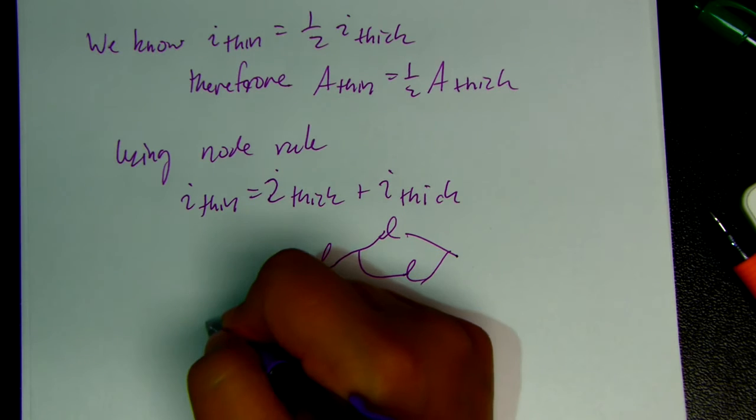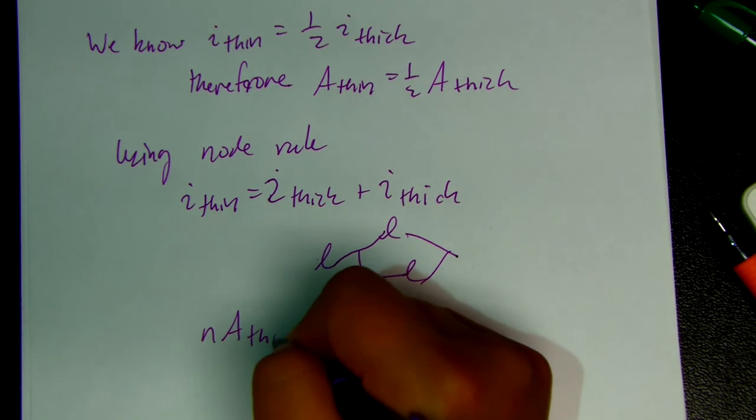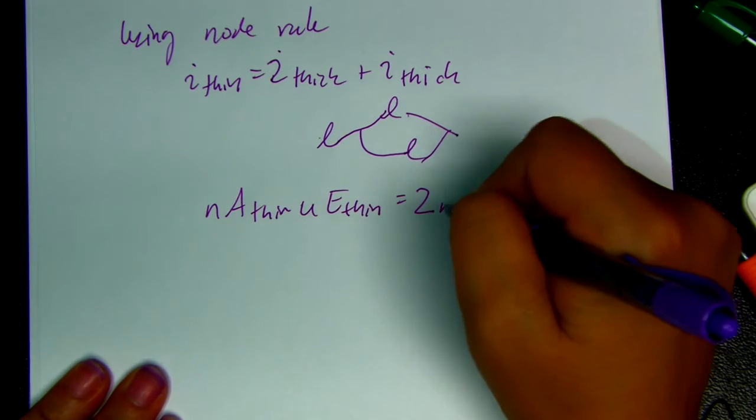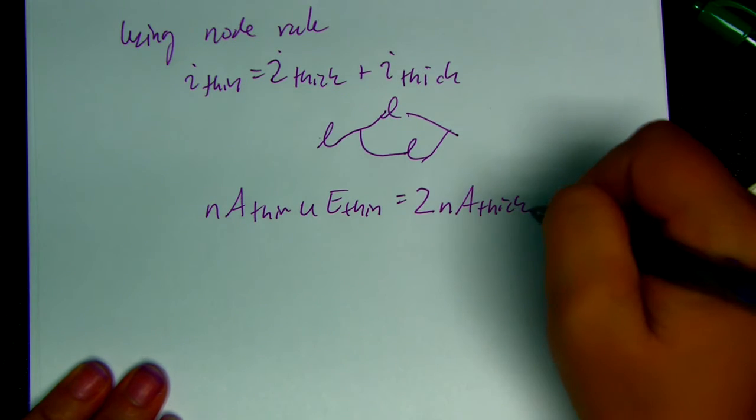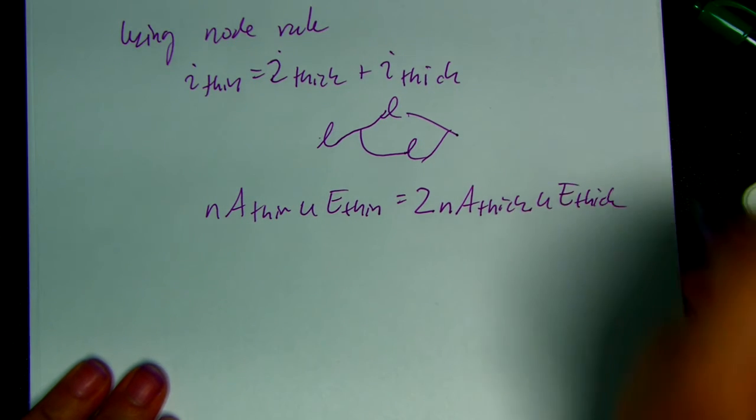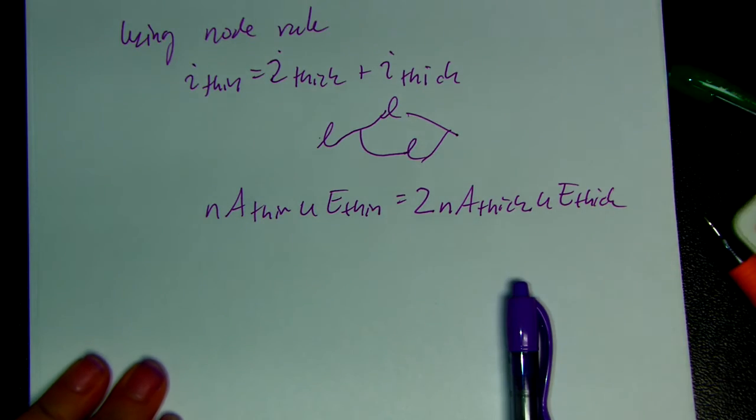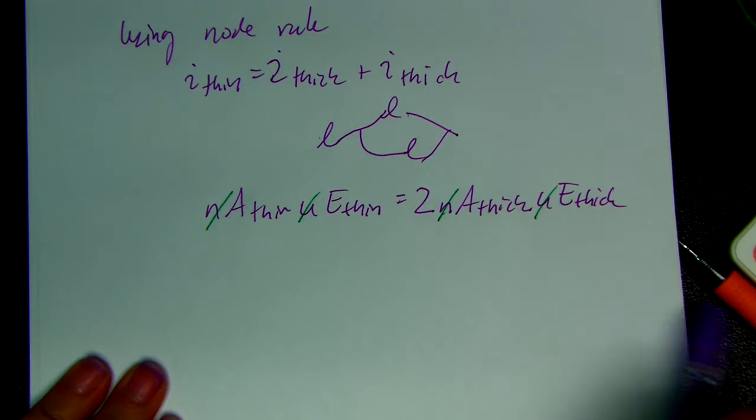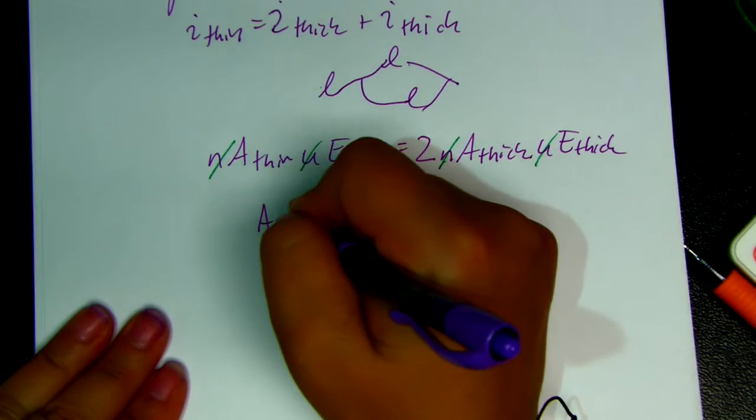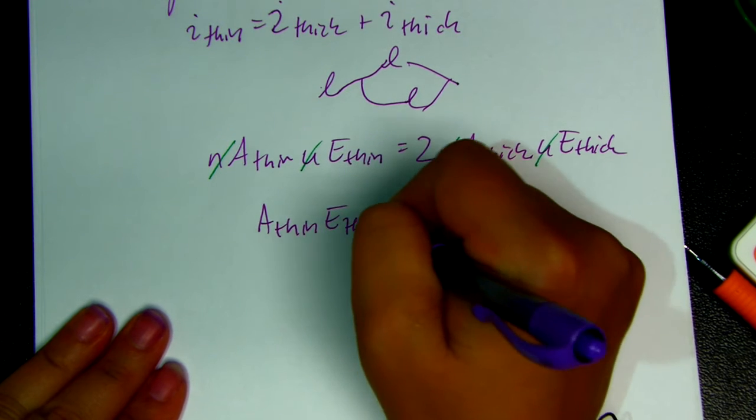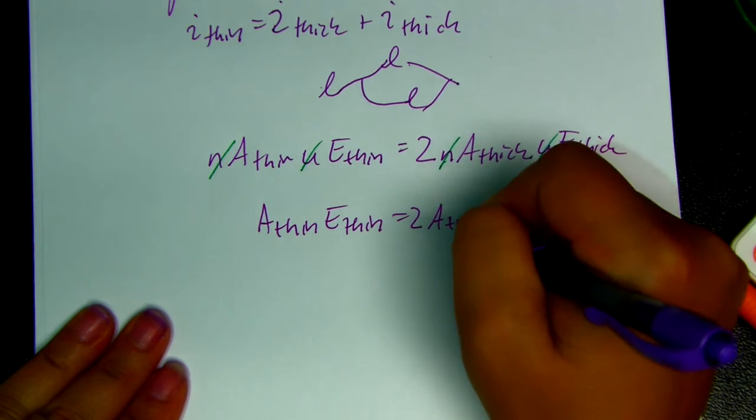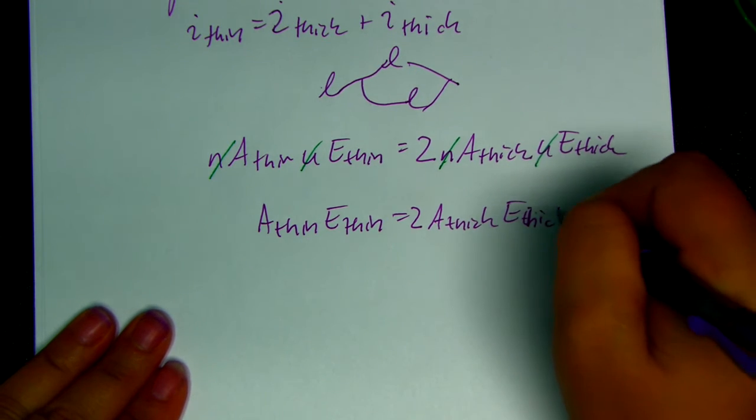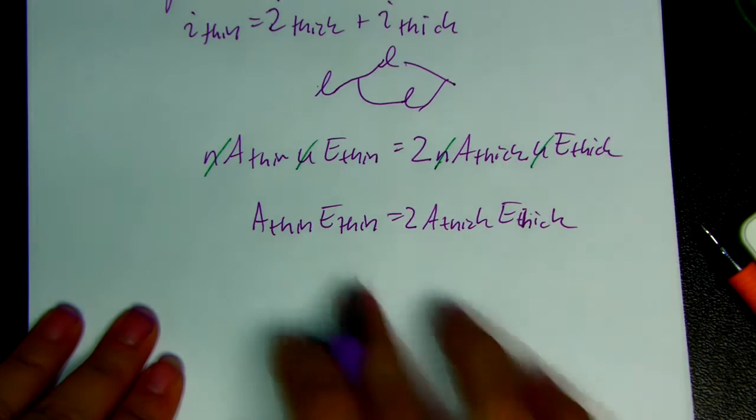Okay, so n A thin u E thin is equal to twice n A thick u E thick. All right, so these are made out of the same material, so we can go ahead and just cancel the n's, cancel the u's, and we're left with A thin E thin is equal to 2 A thick E thick. Remember, the electric field is a part of that current equation, so this is what we're trying to build towards.